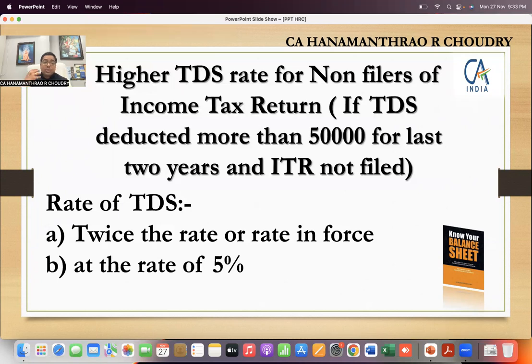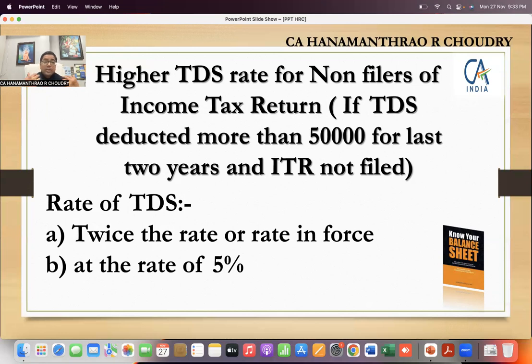So, dear friends, most of the companies have started taking declarations from the suppliers that they file the ITRs regularly. So you also start taking declarations from your suppliers, whether they have filed their ITR regularly. If they have not filed the ITR, what is the TDS rate? It is twice the rate or the rate in force. Suppose the rate of TDS is 1%, you have to deduct 2%. Suppose it is 2%, you have to deduct 4%. The maximum is 5% if they have not filed the income tax return, friends.